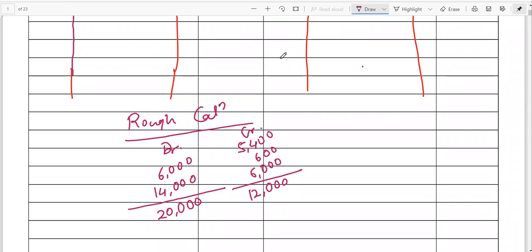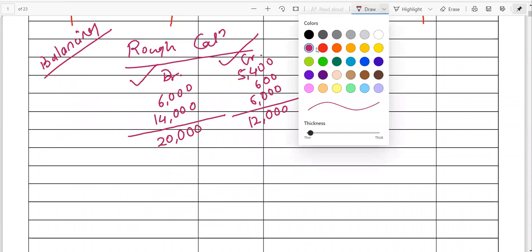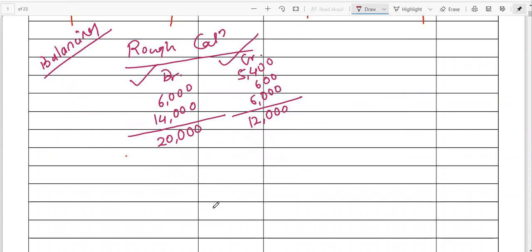We are learning balancing. From now onwards, if I ask you to do balancing, this is the process you should follow. First, take down the debit side total, then take down the credit side total. Now, greater amount less smaller amount. Greater amount is 20,000, less smaller amount is 12,000. Tell me the calculation. After deducting 12,000 from 20,000 we get what?